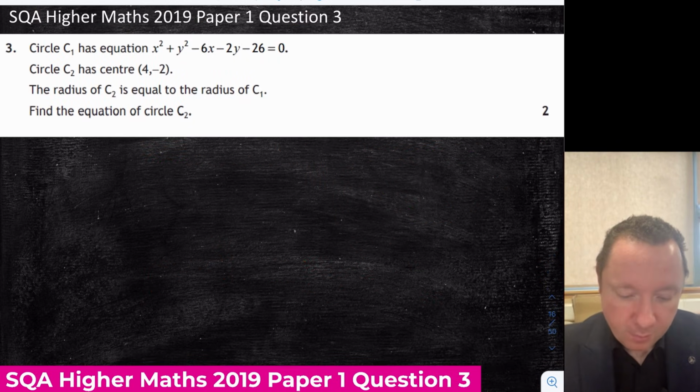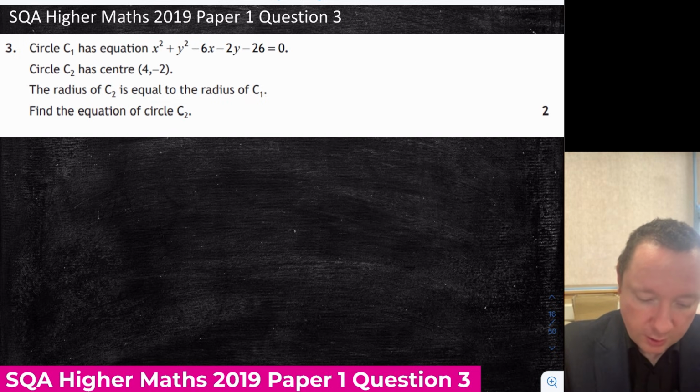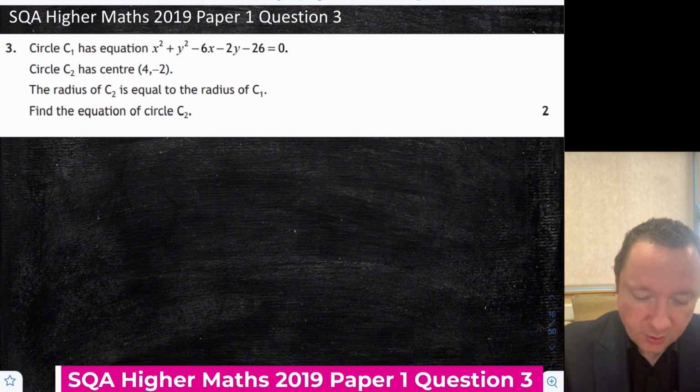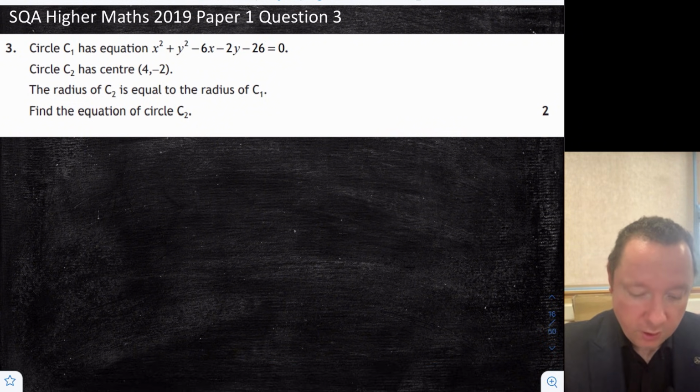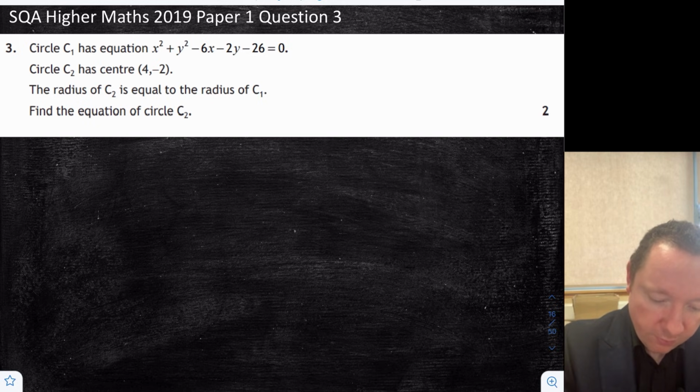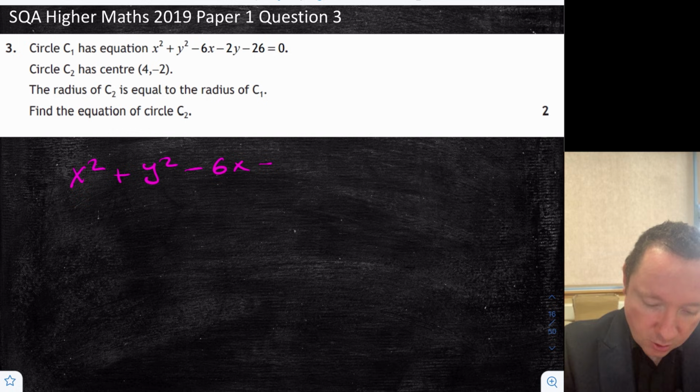SQA Higher Maths, Paper 1, Question 3. Circle C1 has this equation, and C2 has centre 4, minus 2. The radius of C2 is equal to the radius of C1. Find the equation of circle C2. So we have got our equation up here: x squared plus y squared minus 2x minus 2y minus 26 equals 0.